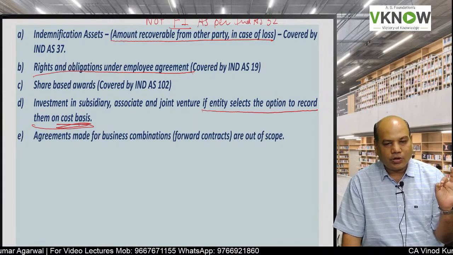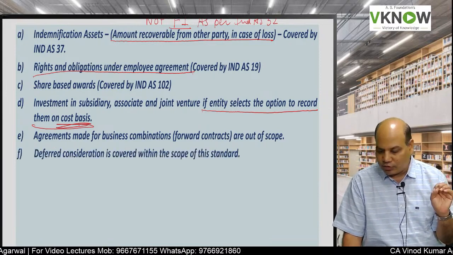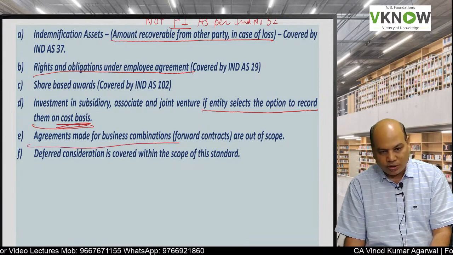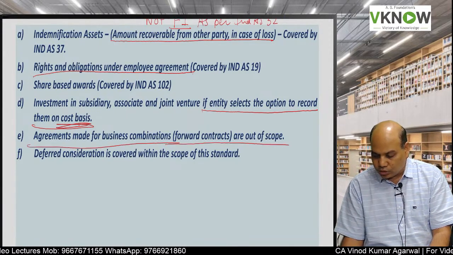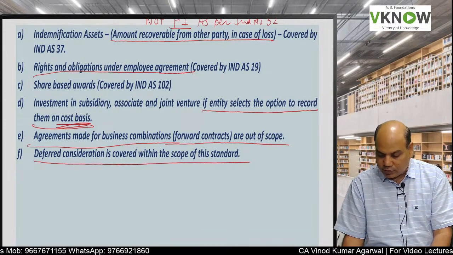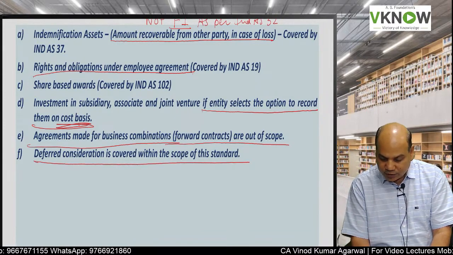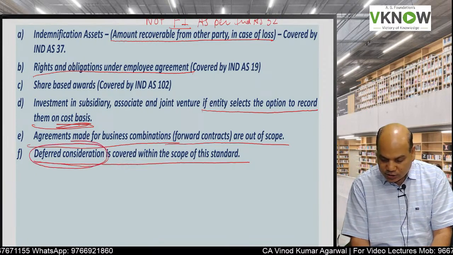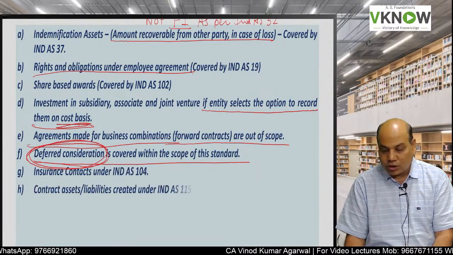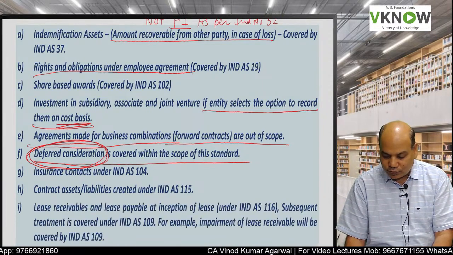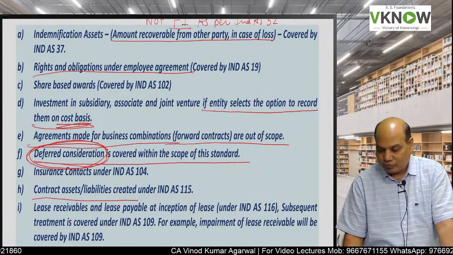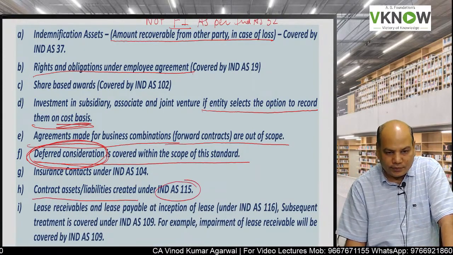If they are recorded on cost basis, this standard is not applicable. Then agreements made for business combination are out of the scope. Deferred consideration is covered within the scope of this standard. Deferred consideration means consideration payable at a later date will be covered. Insurance contract, IND AS 104. Contract assets and liabilities covered by IND AS 115.